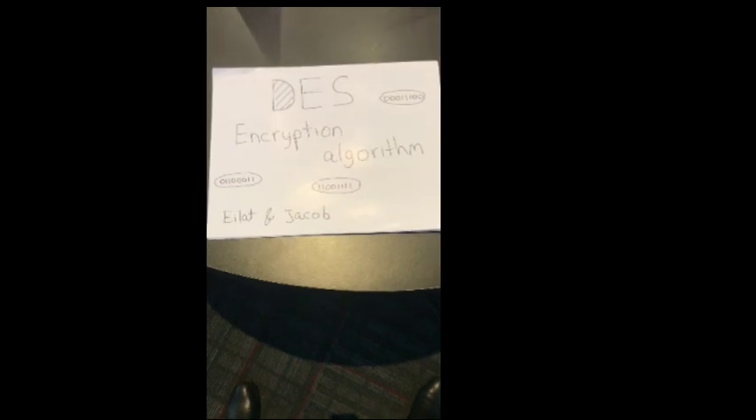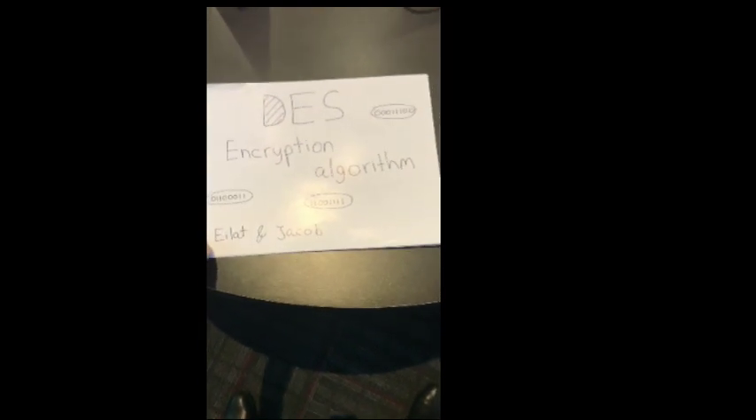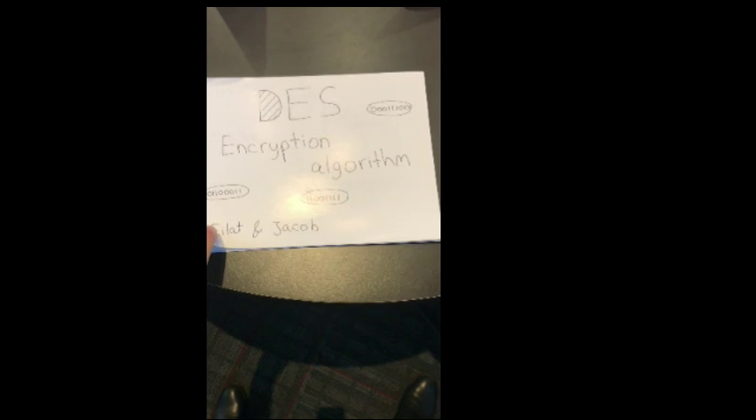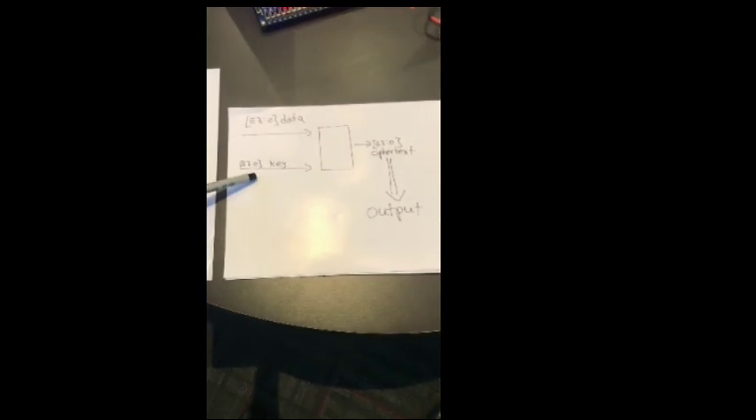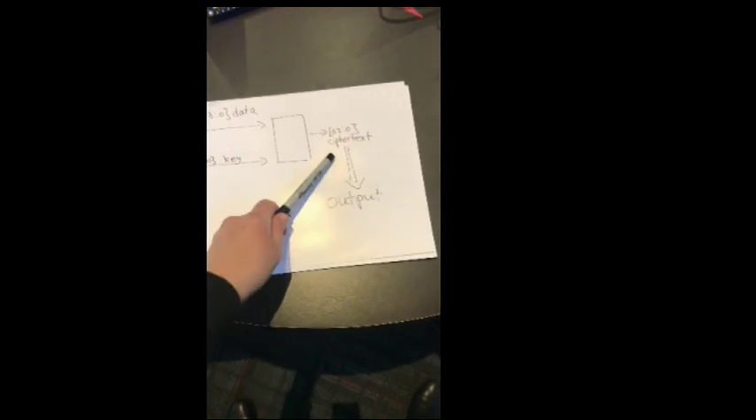Our project is a DES encryption algorithm for a pipeline processor. For the DES algorithm to properly run, we need to give it two things: data to be encrypted and a key. Both must be 64-bit numbers. And it outputs one 64-bit number we call the ciphertext.